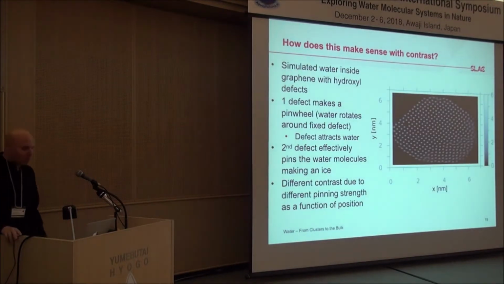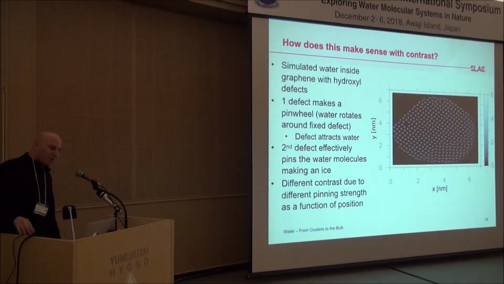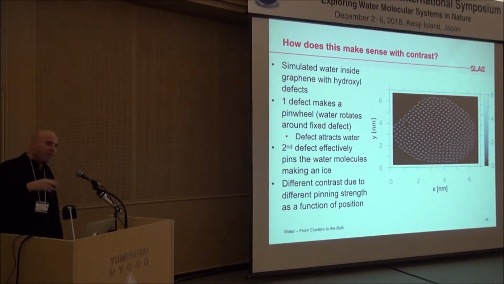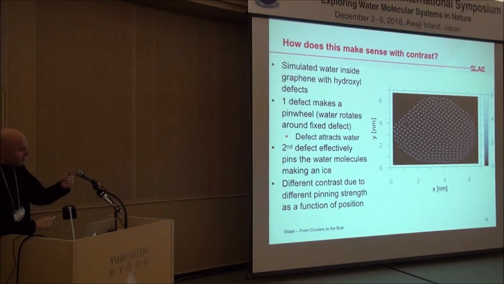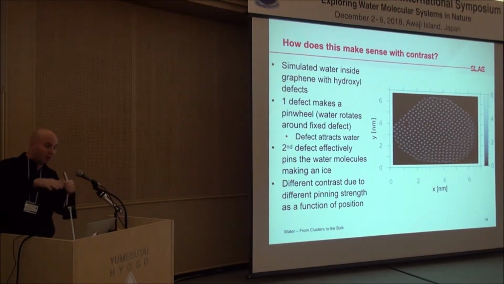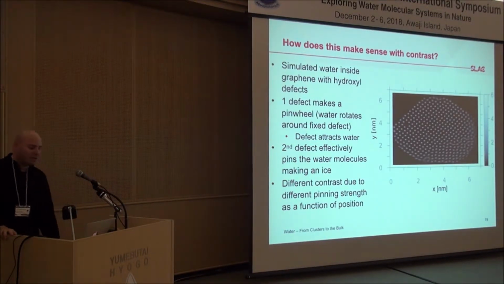All right, so as you can imagine, square ice would normally just move. There's nothing keeping it pinned. And in order to make a TEM measurement, things need to be stable on the time scale of seconds. So what you can do is you can drop a single defect into graphene. And if you do that, you get basically a pinwheel. So your water is going to spin around it, and it doesn't stay still.